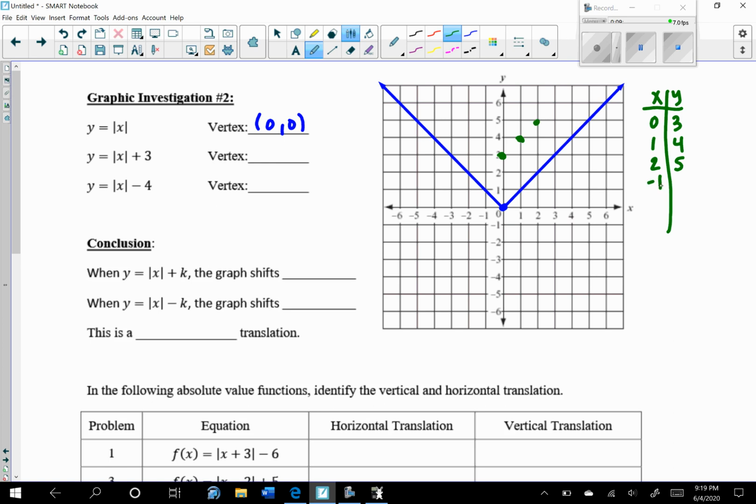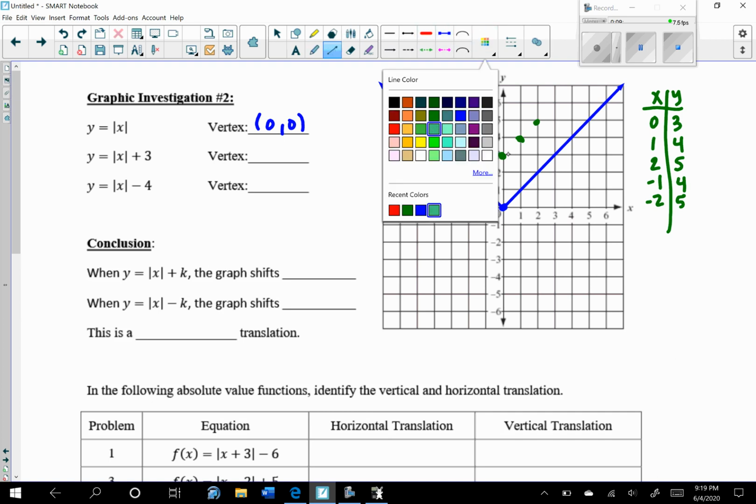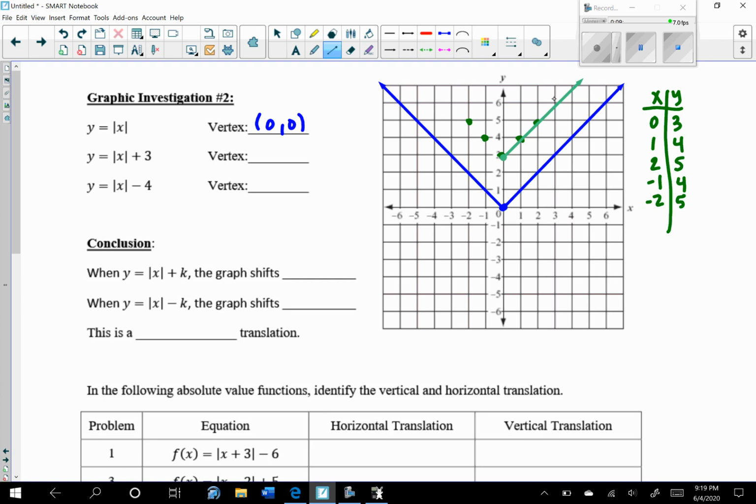So let's go ahead and do negative 1. The absolute value of negative 1 is 1 plus 3 is 4. And notice that is making your V shape now, so I know the next one should go up. So if I do negative 2, that would give me 2 plus 3, which is 5. And then you can go ahead and use your ruler to graph. And then let's go ahead and look at the vertex. So the vertex now is at 0, 3.